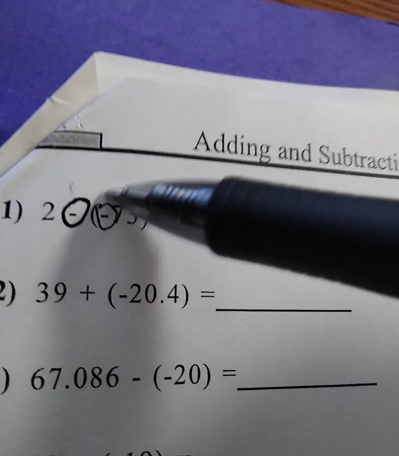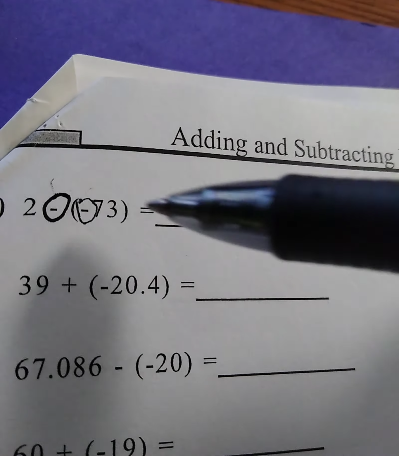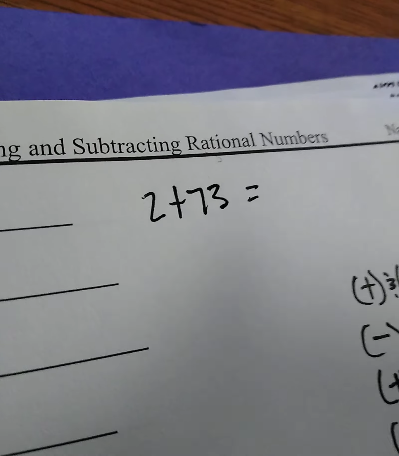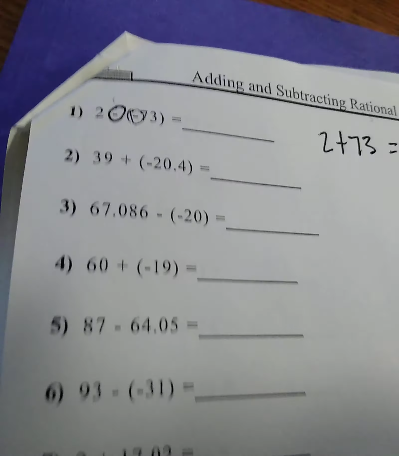So we look at the first one. It's 2 minus negative 73. We know a negative and a negative equals a positive. So we can rewrite this one as 2 plus 73. We know that 73 plus 2 is 75, okay? So let's try another one here.